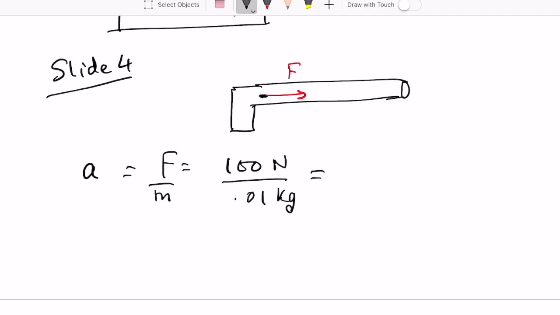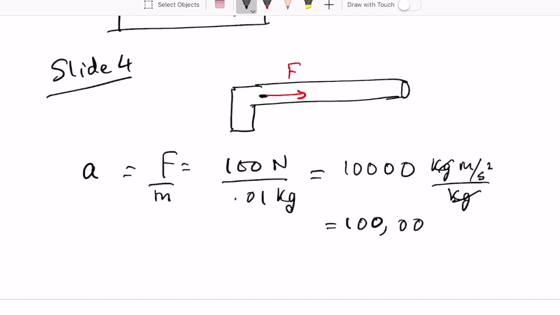So this is going to be 100 newtons divided by kg. Newtons is kg meters per second squared, as you remember from chapter 5. If you divide that by kg, then the kg cancels out and you get, actually this is 10,000, I shouldn't have this comma here, meters per second squared. So that's the acceleration of the bullet. So very high acceleration.